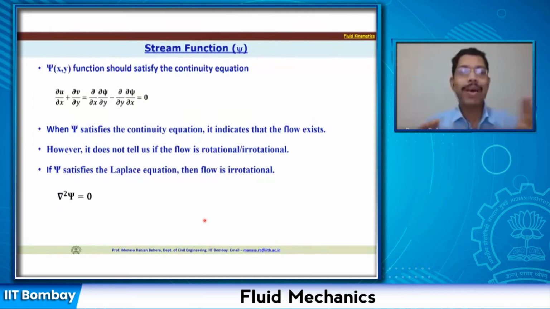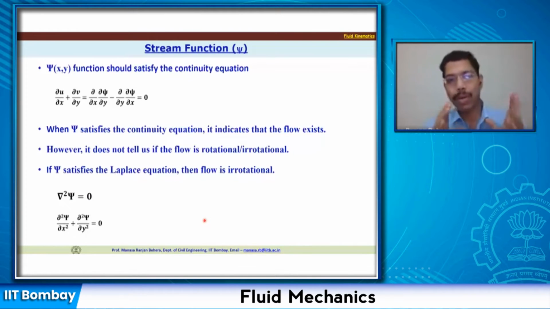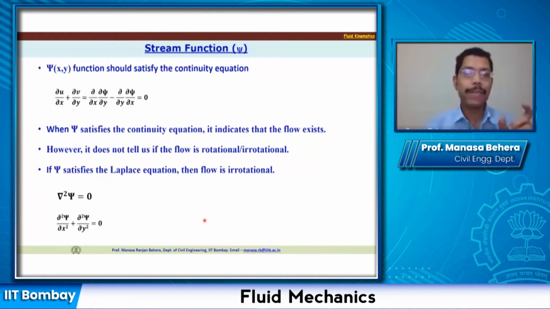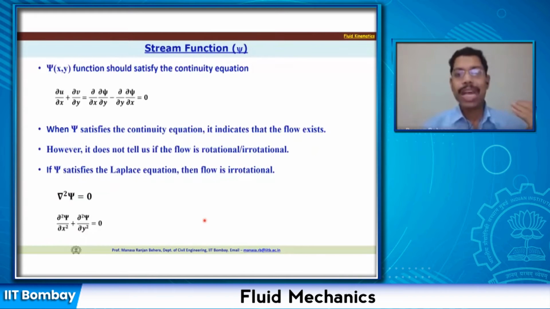So if I can write down that del square psi equals 0, my equation is nothing but ∂²ψ/∂x² plus ∂²ψ/∂y² equals 0. Now this has to be satisfied. Let us see how this is actually satisfying the irrotationality condition. That means I should be able to get the same Laplace equation in terms of psi from the equation which I have written for rotation.